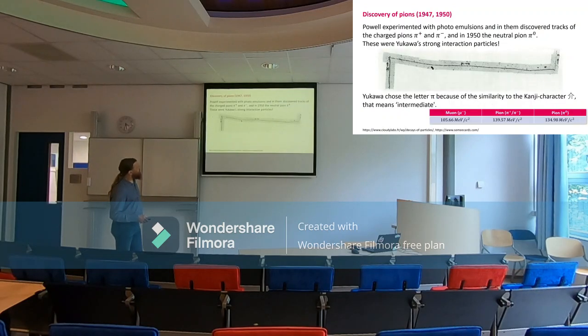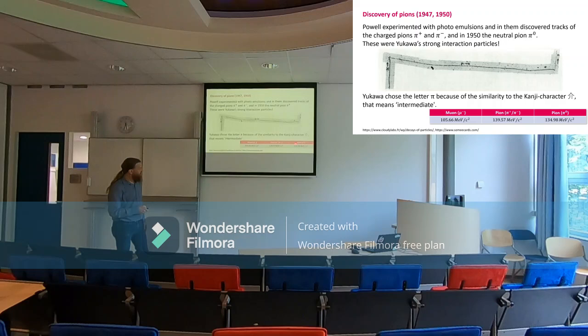Luckily, 10 years, 11 years later, Powell did experiments with photoemulsion, so not bubble chambers, but actual layers of sensitive liquid. And he found tracks. You can see a pion track here, and then it decays into this muon here. It travels 60 centimeters, and then it decays into an electron here. Of course, that there's an angle here means that there must be another particle shooting off in the other direction, right? Apparently a neutral particle, because these are charged particles. A couple of years later, they found the neutral pion, also more difficult, but these were Yukawa's interaction particles, basically.